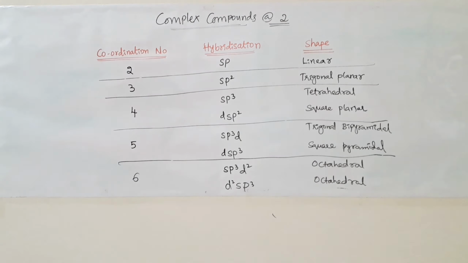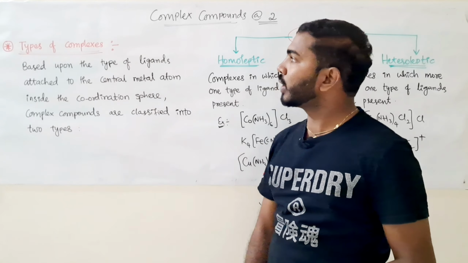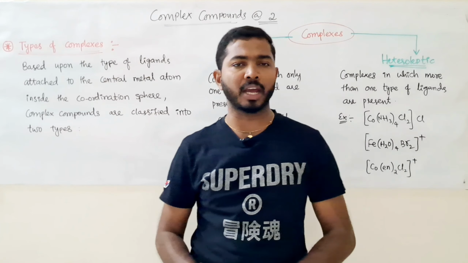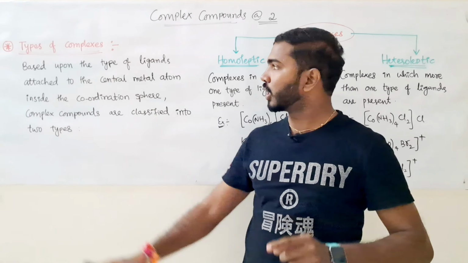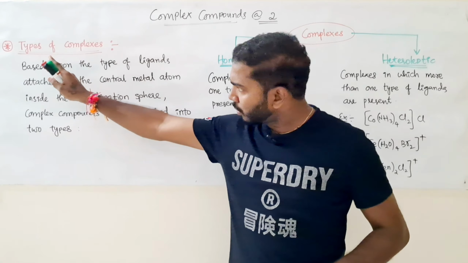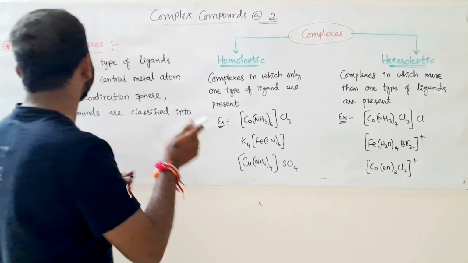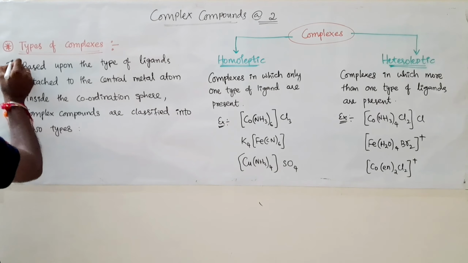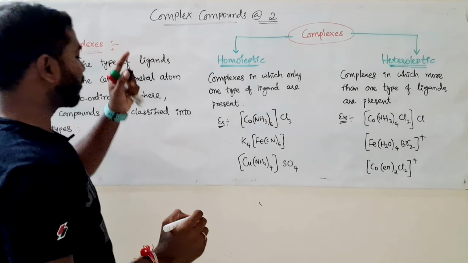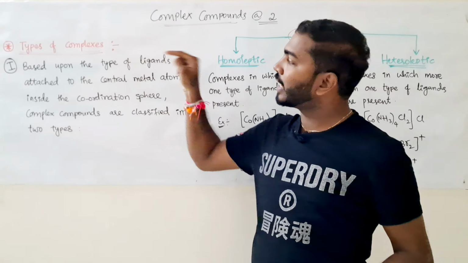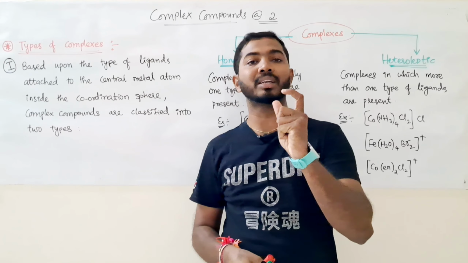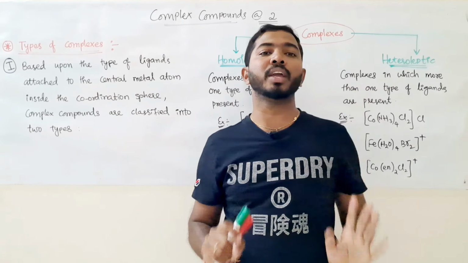We'll continue. So next I'm moving with types of complexes. Actually, we have broad classifications of complexes, and this is the first one I'm going to talk about: types of complexes based upon the type of ligands attached to the central metal atom inside the coordination sphere.